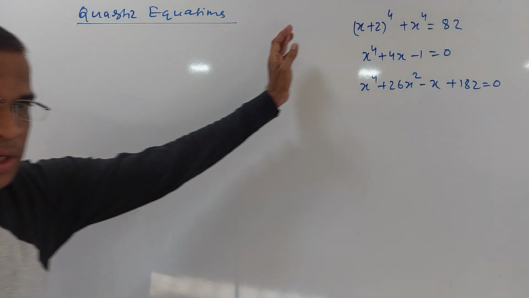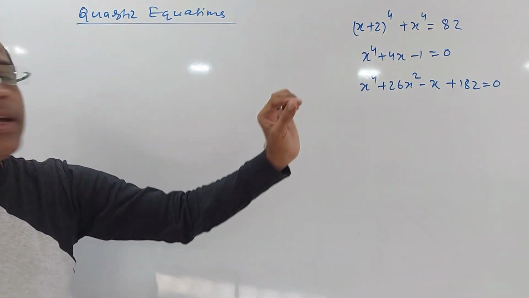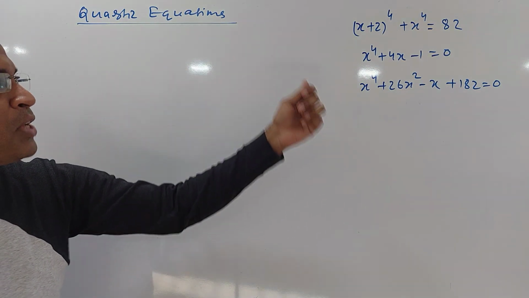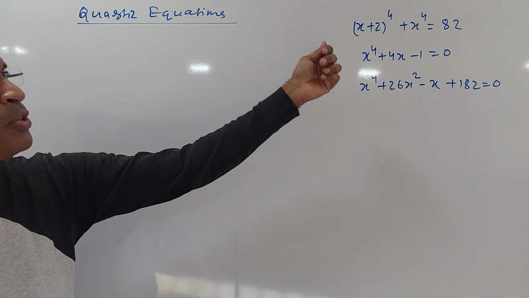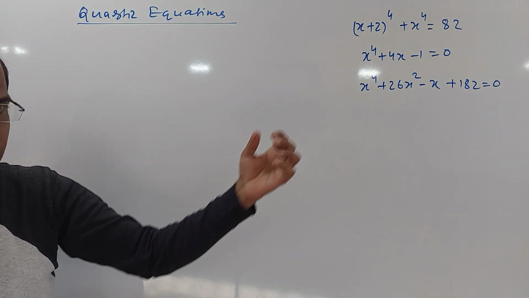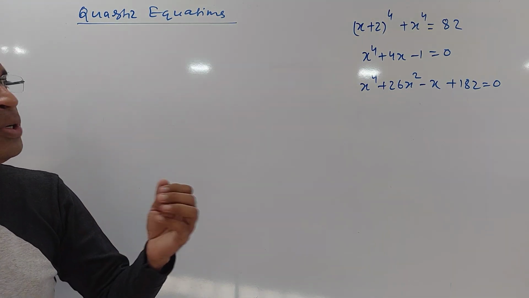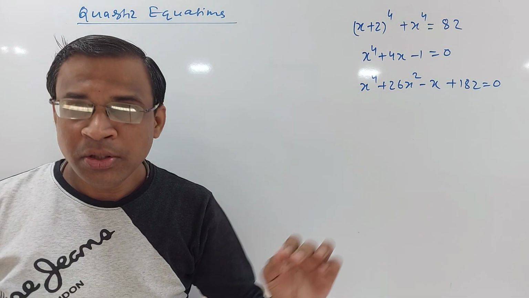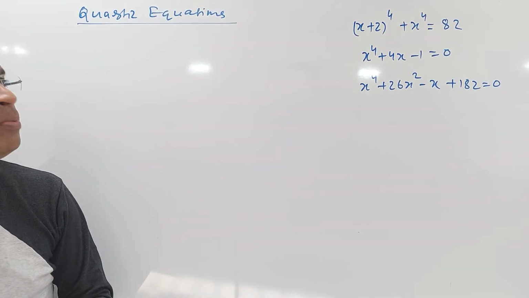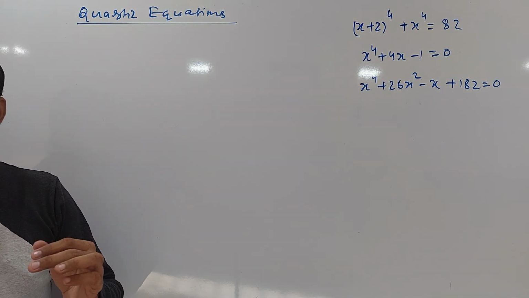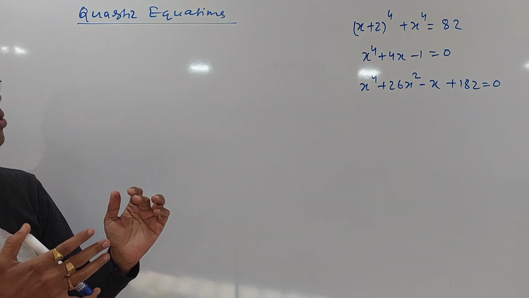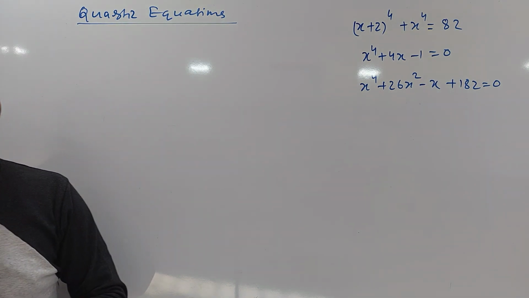The first question is something you can try, and you can get the answer very quickly. It is (x plus 2) power 4 plus x power 4 is equal to 82. Many students have the habit of doing trial and error. So yes, you can apply it, but as I told earlier, in JEE Mains generally the question asked is not to find the value of x, but how many real roots are there.